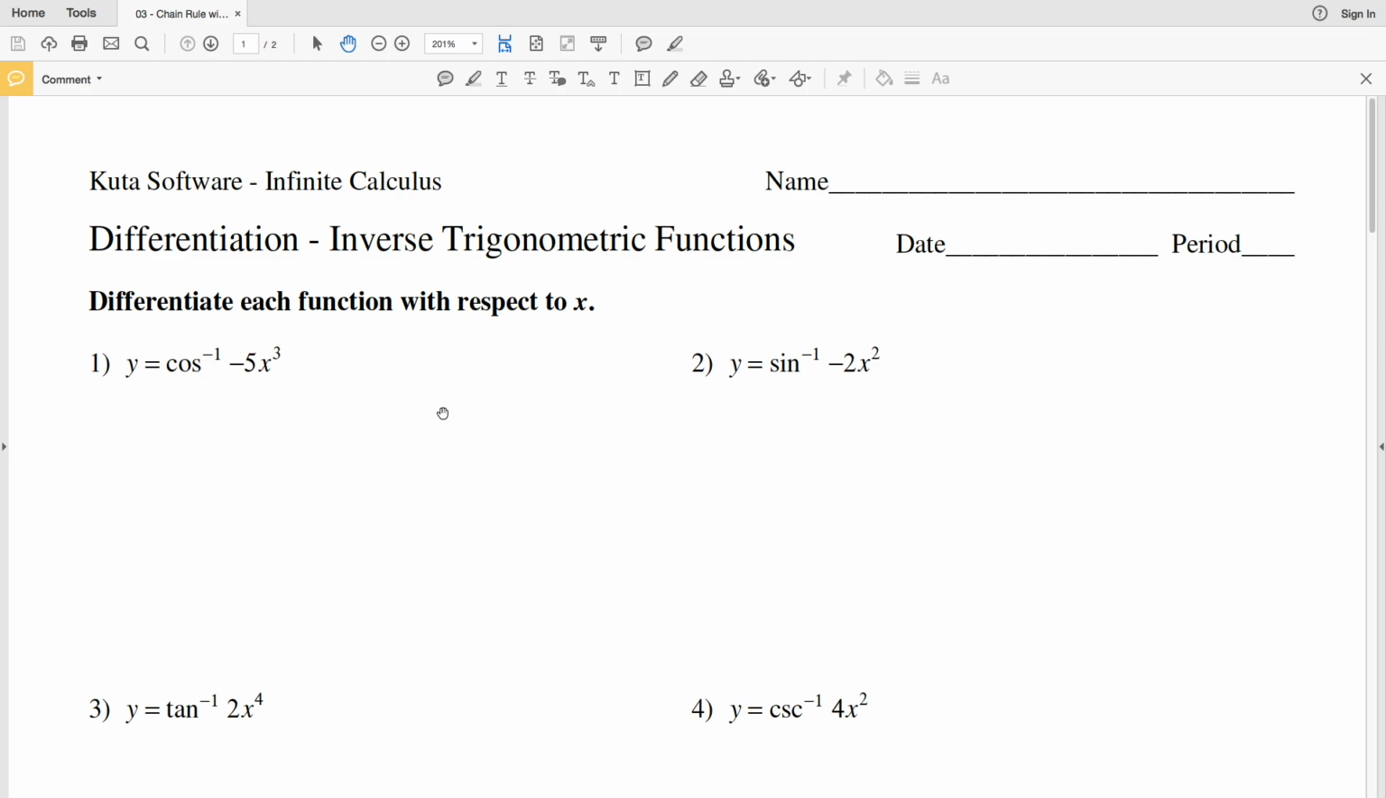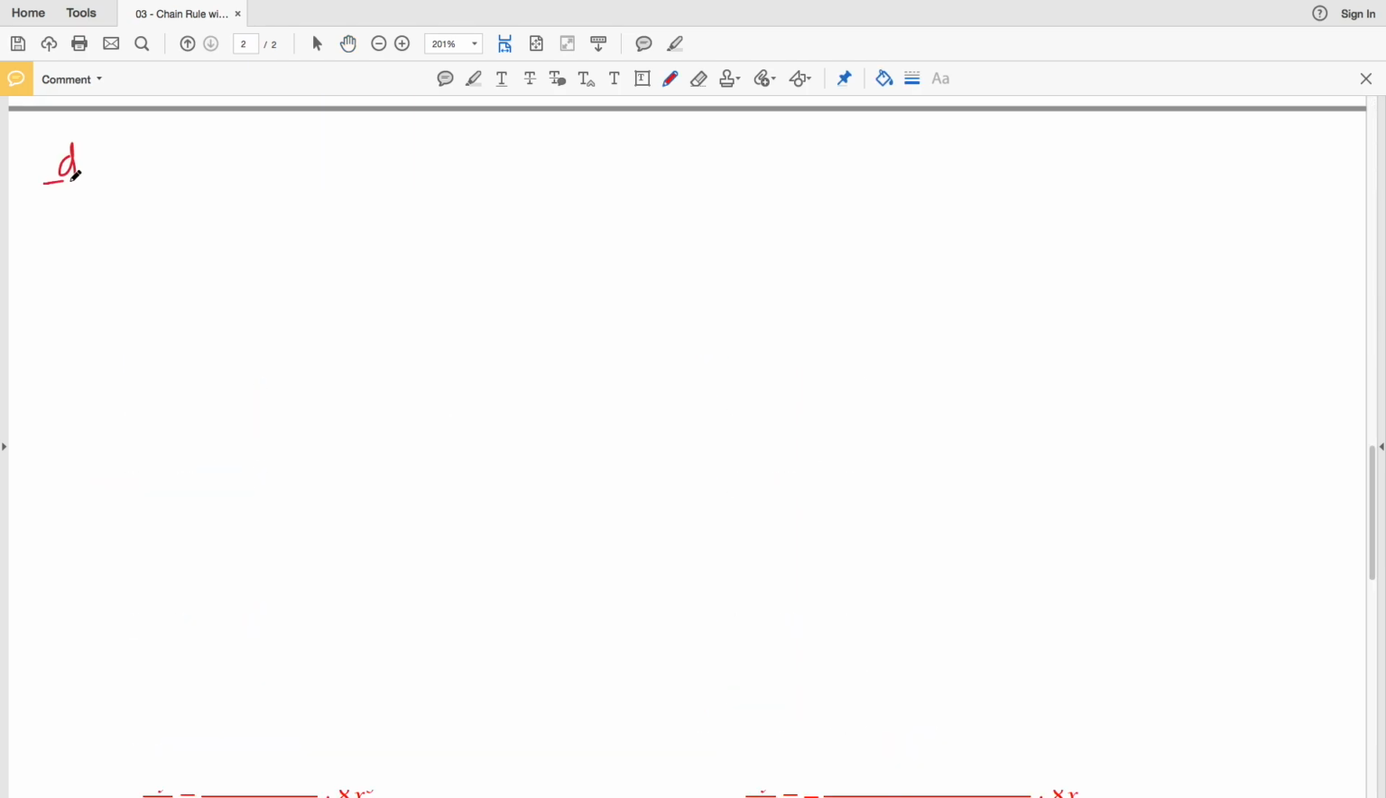In this video, we're going to complete the Kuta Software Infinite Calculus free worksheet, Differentiation, Inverse Trigonometric Functions. Now, before we jump into this worksheet, I'm going to go over the 6 common inverse trigonometric functions and their derivatives. If you already know those, feel free to fast forward to where we jump into the problems. But at the moment, I'm going to quickly go over each of the derivatives.